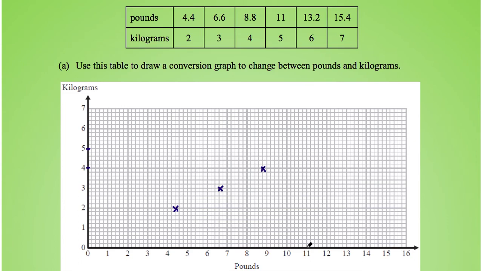And realistically, that's enough to go on now, because this is going to be a straight line graph. 11 and 5. 13.2 and 6. 15.4 and 7.